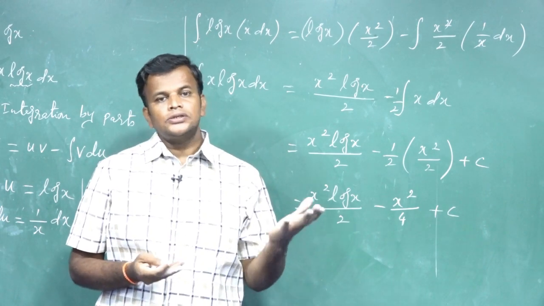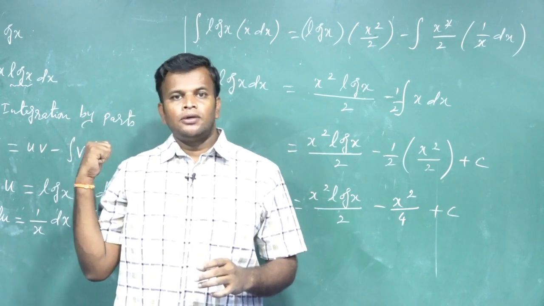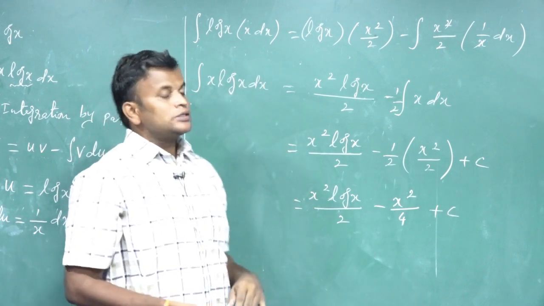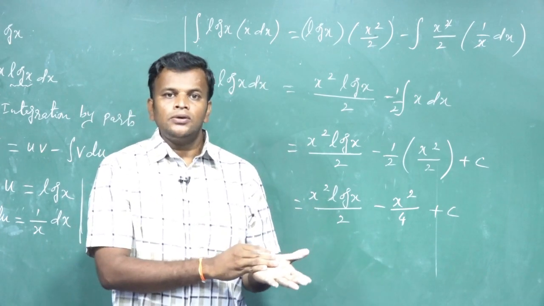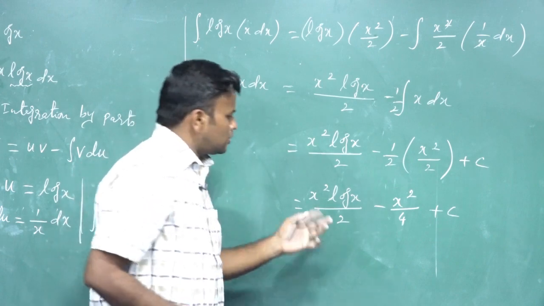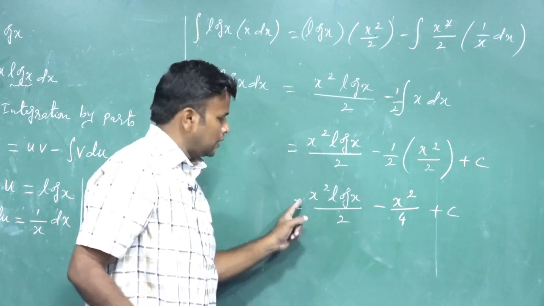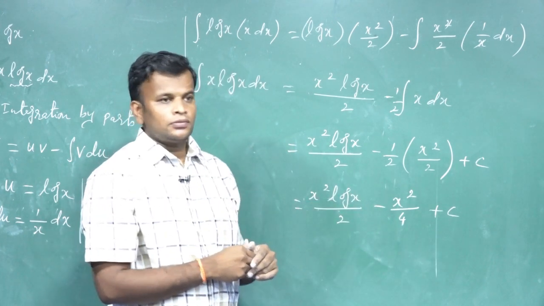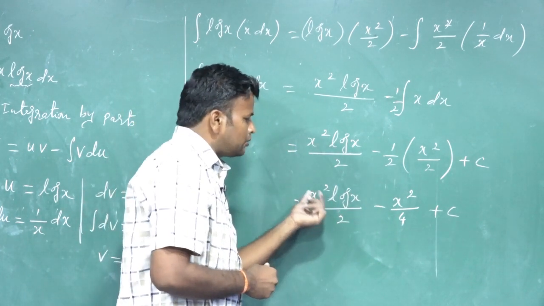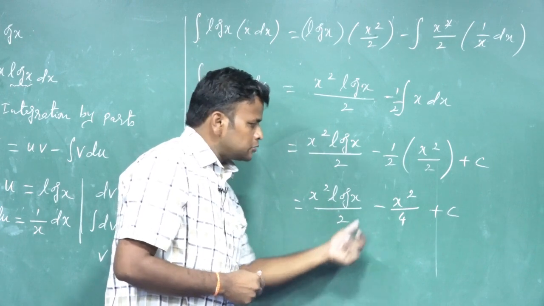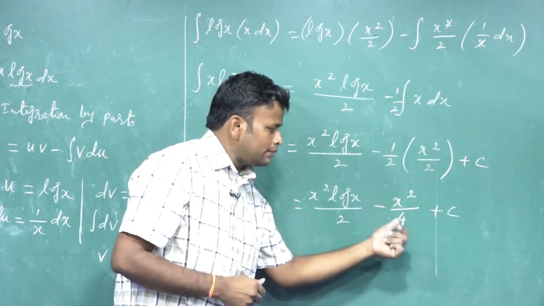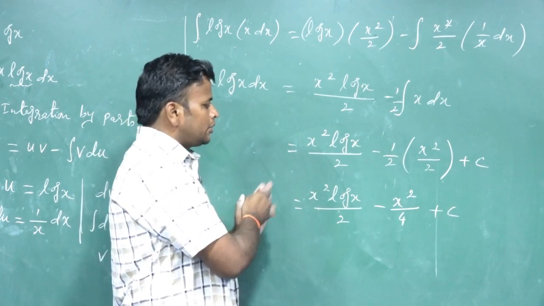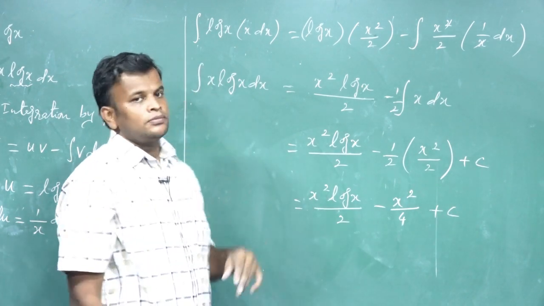Or the Bernoulli formula can also be used with this method, but the easy method is the Bernoulli formula. In one or two sums, Bernoulli is complicated, so we move to integration by parts. Now you see the term x square is common. We can take x square by 2 outside: x square by 2 times log x minus 1 by 2. Since a denominator term is there, no need to take the common factor outside. So this is the answer of this sum.